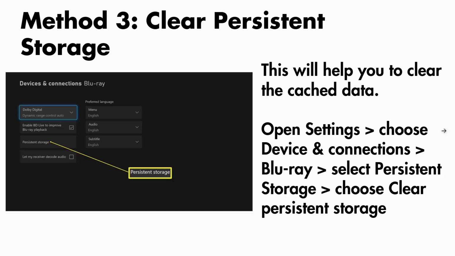Next is to clear persistent storage. So this will help you to clear the cache data. For that, open settings, choose device and connections. Click on Blu-ray, select persistent storage and then select clear persistent storage.